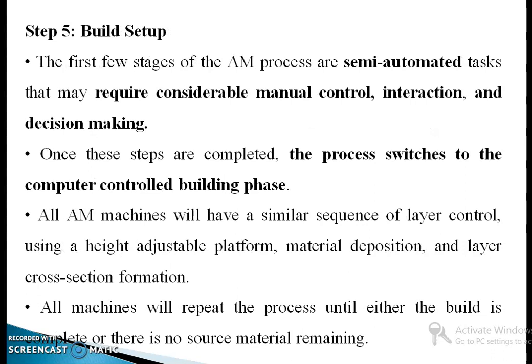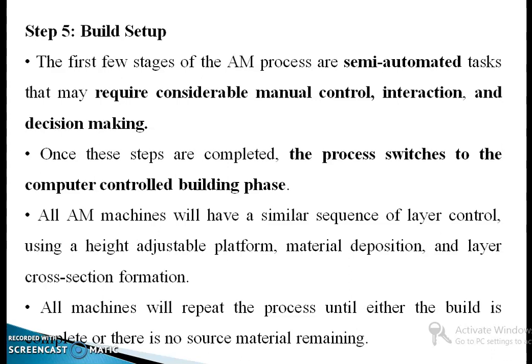Now the fifth step, build setup. The first few stages of an AM process are semi-automated. Means we have to give some parameters and instructions to the machine to carry out the process. Process parameters are fed into the machine. Then we have to prepare the CAD model. After preparing the CAD model, we have to convert this file into the STL file. Means these few steps are semi-automated. Means we require a human to convert these commands from one command to another command.